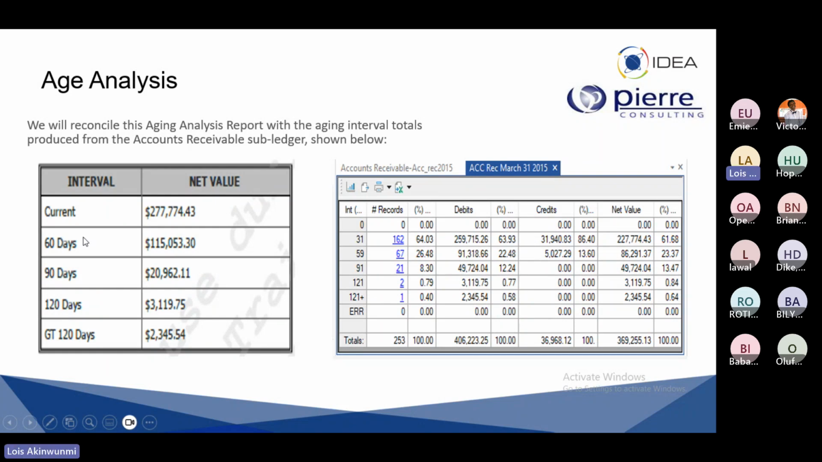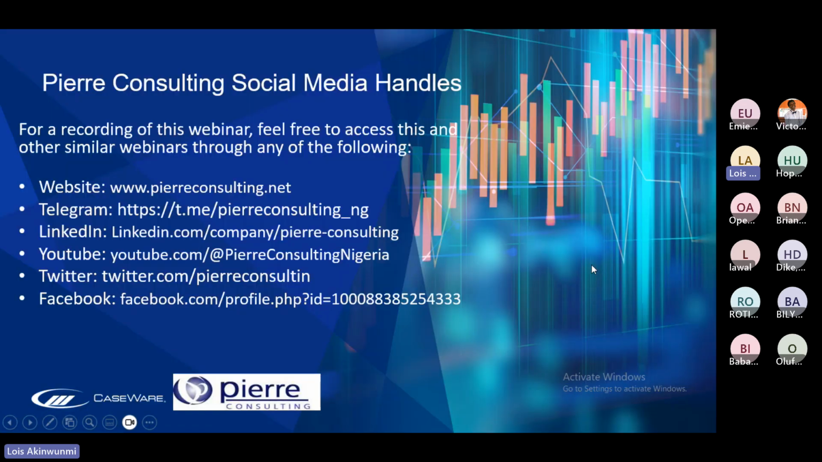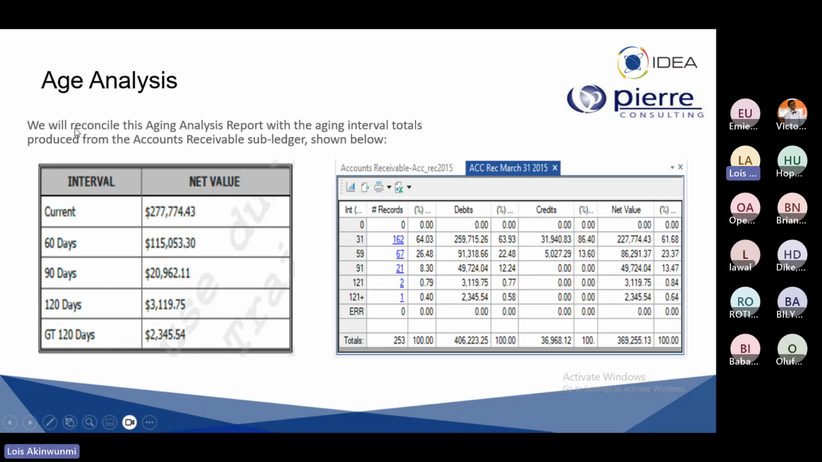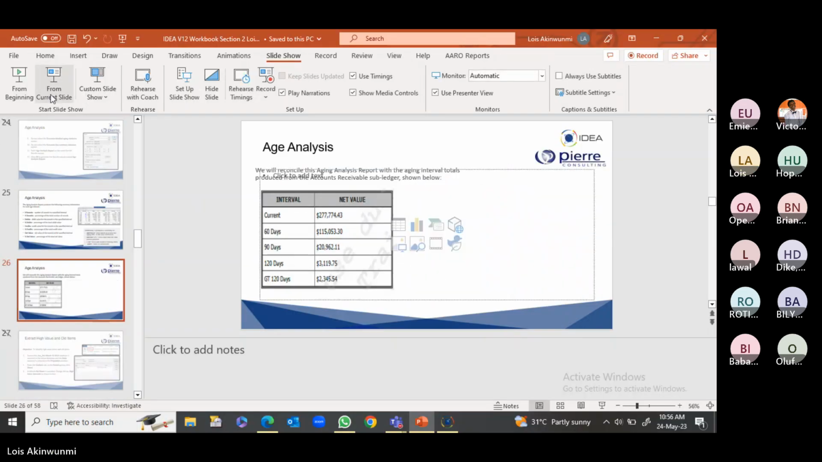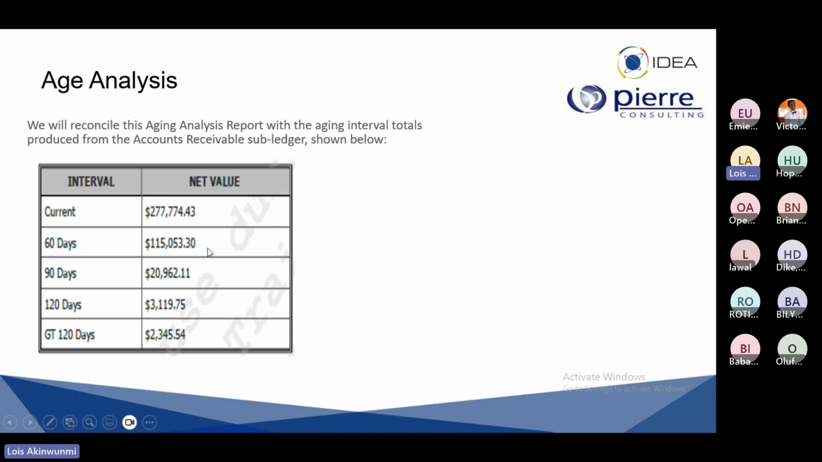So from the subledger, these are the figures we have. You can see that for the current you have 277. Actually, it shouldn't be 277. Sorry, we're not going to use this. My apologies. We are going to compare it with what we have on the IDEA. So take note of these figures. Sorry, we shouldn't have this. Okay, so what you should have is just this.